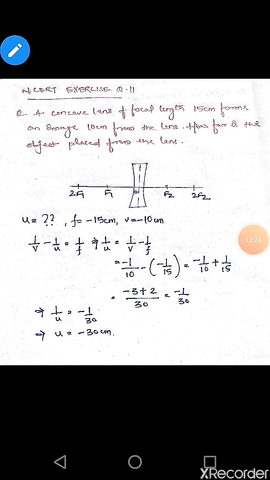As the problem is related to a lens, we are going to use the lens formula, that is 1 by v minus 1 by u equals 1 by f. By solving it we get u equals minus 30 cm, that is the object distance is minus 30 cm. So while you are solving mirror or lens formula related problems, you must find out whether it is a lens or a mirror, whether it is a concave lens or convex lens, or concave mirror or convex mirror. Accordingly you will find the focal length, whether it is positive or negative, and then you solve the problems.